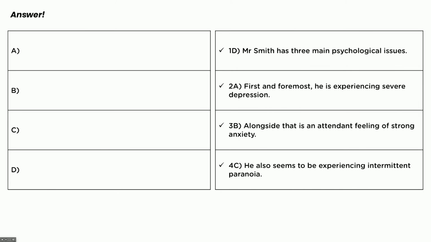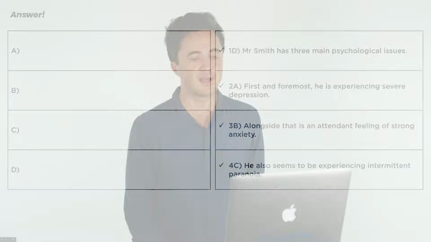Mr. Smith has three main psychological issues. First and foremost, he is experiencing severe depression. Alongside that is an attendant feeling of strong anxiety. He also seems to be experiencing intermittent paranoia. Mr. Smith seriously got some problems. Anyway, so this is an idea of a classification paragraph.